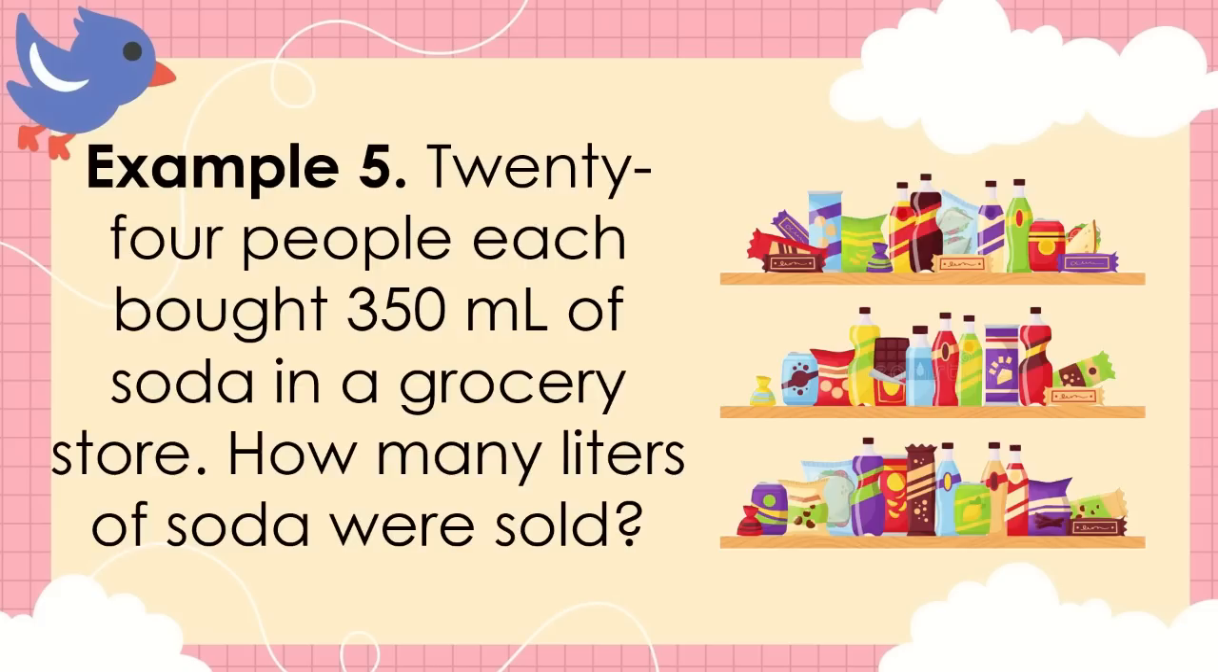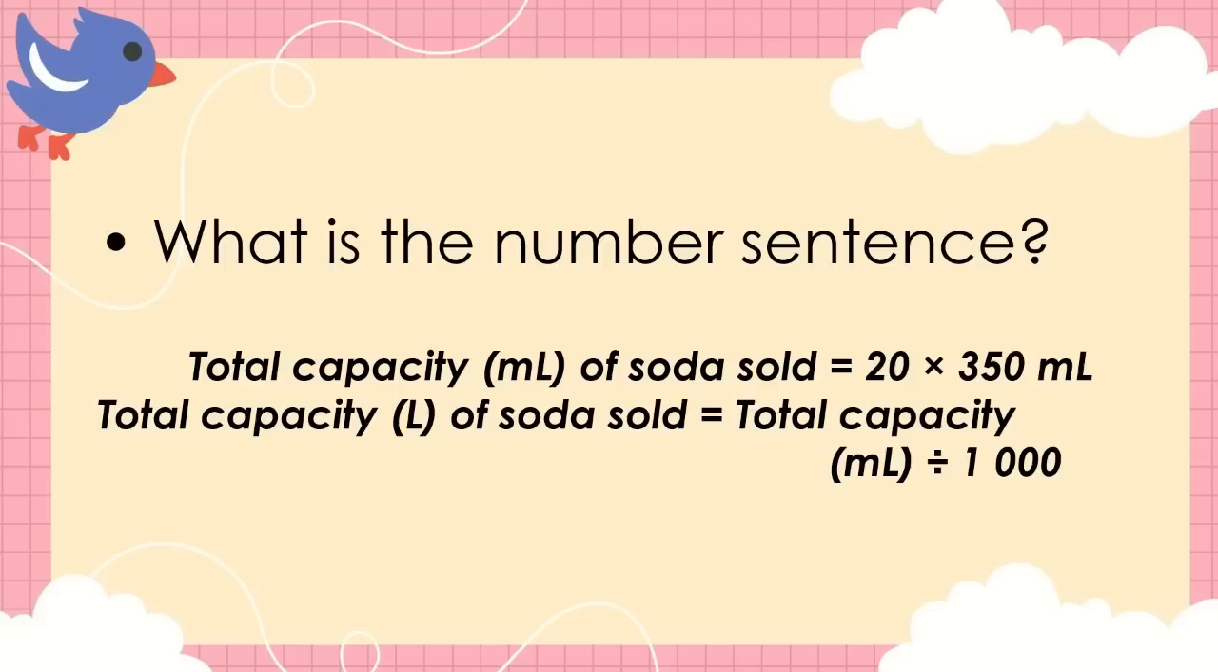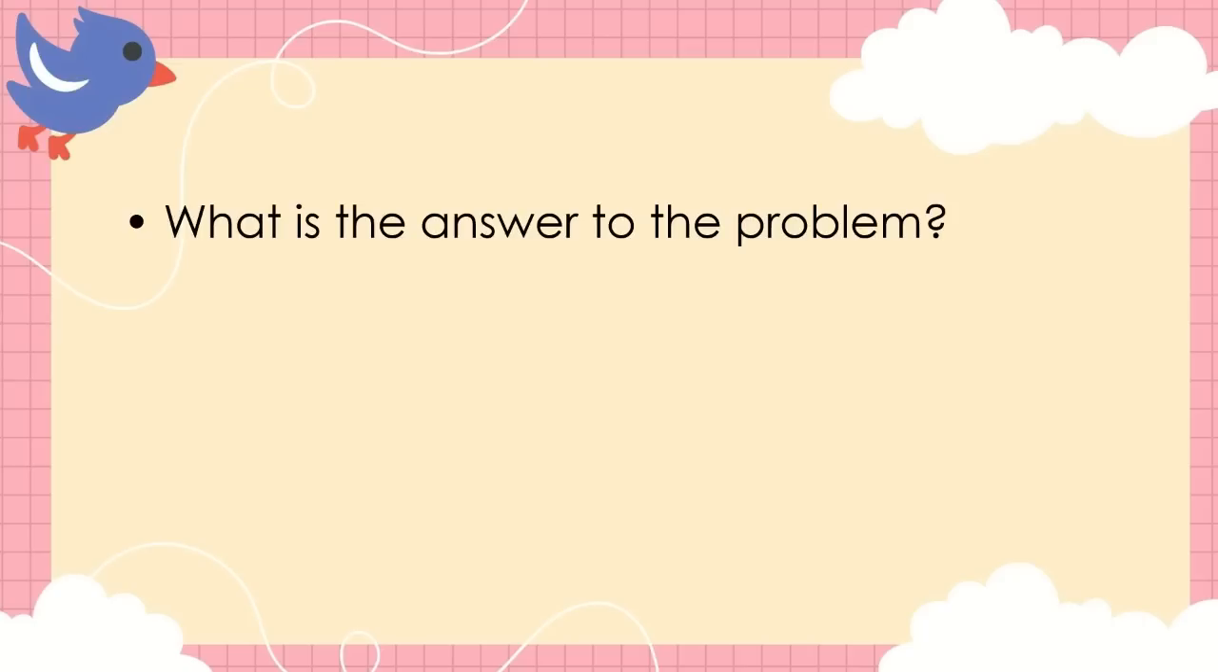24 people each bought 350 ml of soda in a grocery store. How many liters of soda were sold? What is the number sentence? Total capacity in ml of soda sold equals 20 times 350 ml. Total capacity in liter of soda sold equals total capacity in ml divided by 1000.